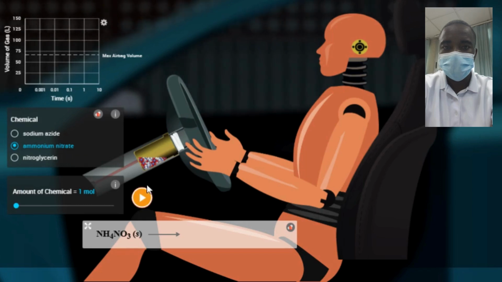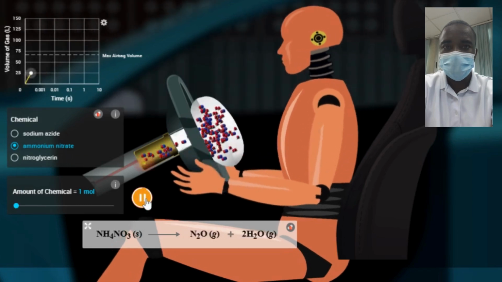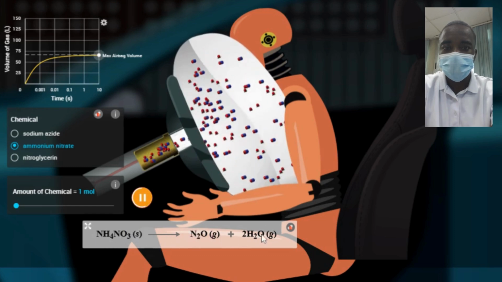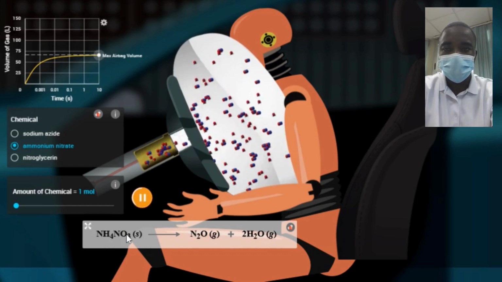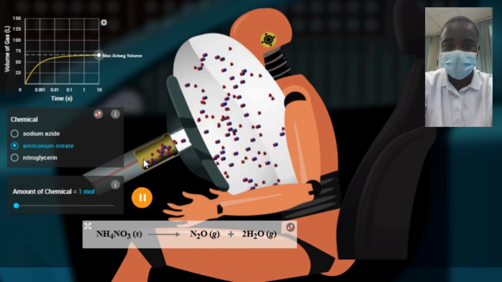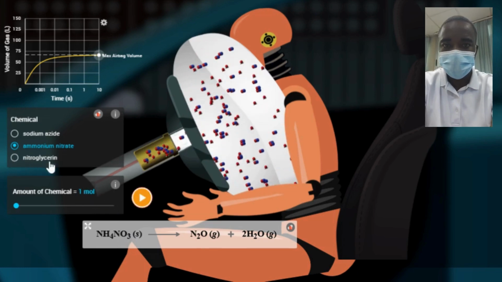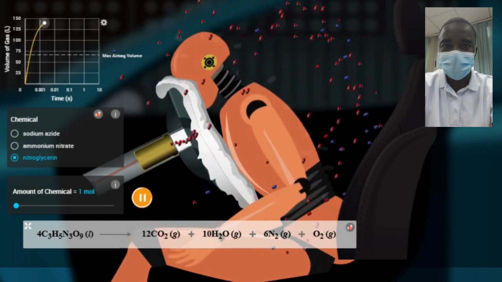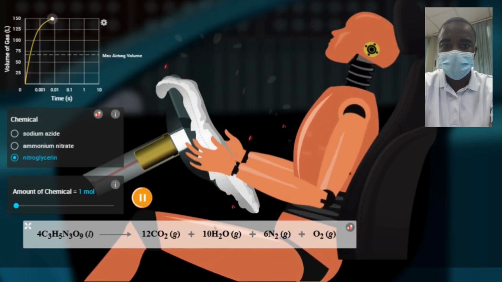Sodium azide, while slightly slower in reaction time compared to nitroglycerin, is stable and produces a sufficient volume of non-toxic nitrogen gas. Its reaction time of 30 to 40 milliseconds is well within the acceptable range for airbag deployment, ensuring that the airbag inflates in time to protect the occupants. Ammonium nitrate, although it produces a good volume of gas, has a slower reaction time, and the presence of water vapor can affect the inflation dynamics, making it less suitable for airbag systems.